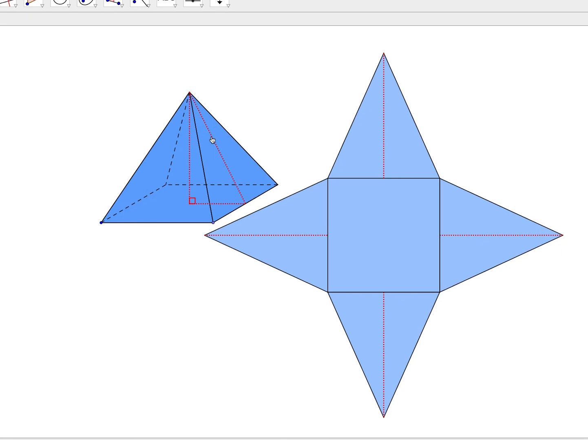This sloping side here with a line on it is one of the sides. This red dotted line is the height of the triangle. So half base times height. Base is one side of the square, and the height is that dotted line which is going down the middle of this side. So triangles and a square.